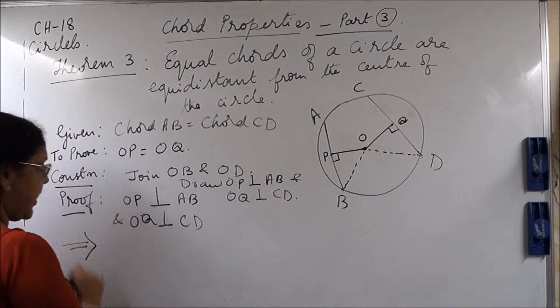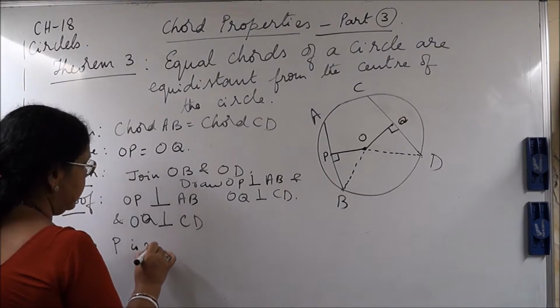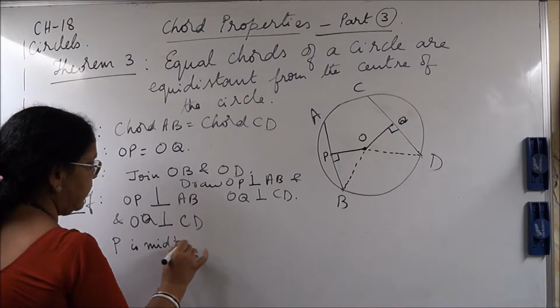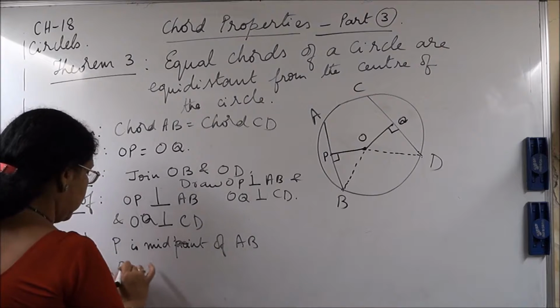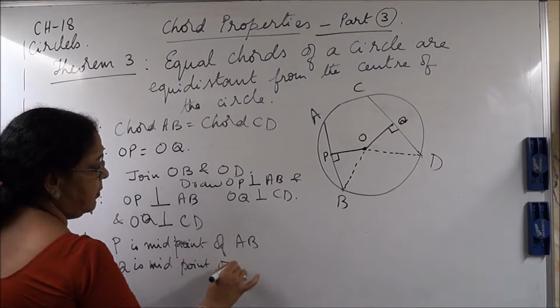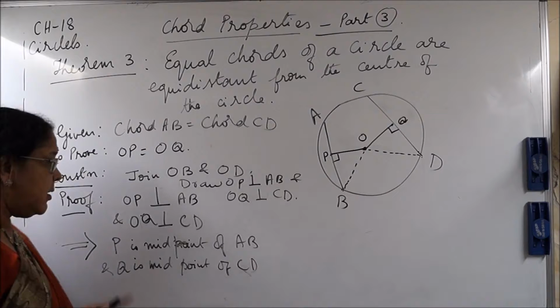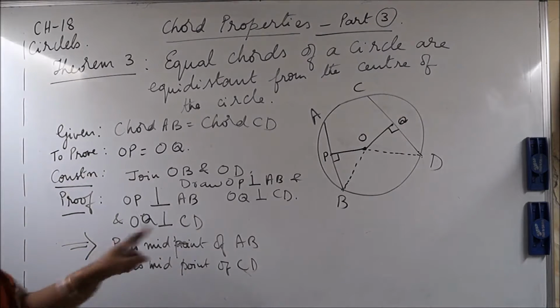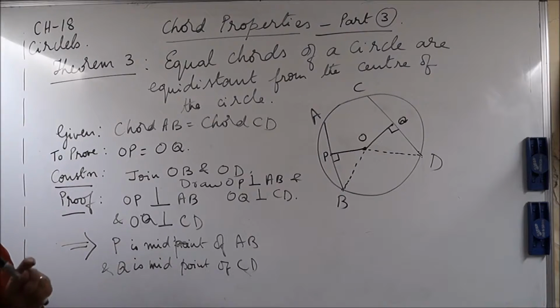What do these two imply? These two imply that P is midpoint of AB and Q is midpoint of chord CD. Okay. Now from which theorem does it follow? The previous theorem that we have learned. Or you may also write, instead of midpoint, you may say OP is the perpendicular bisector of AB and OQ is the perpendicular bisector of CD.